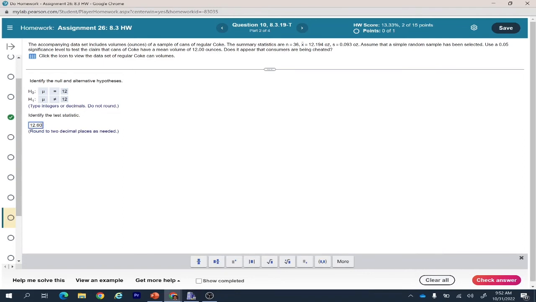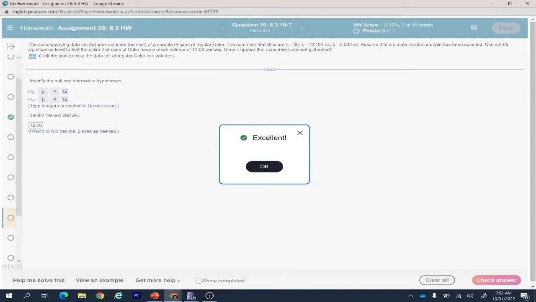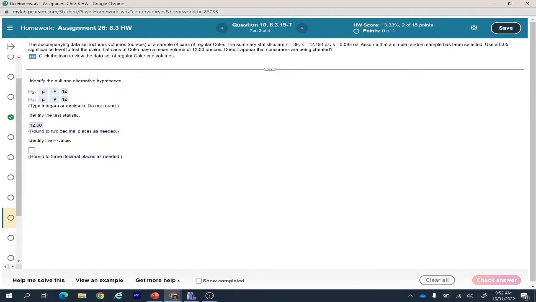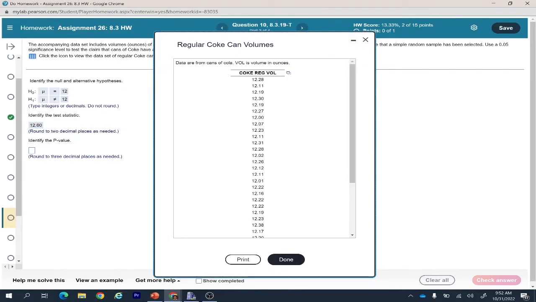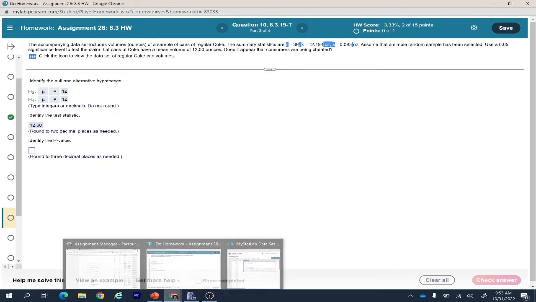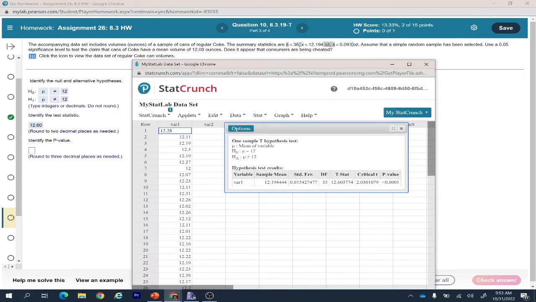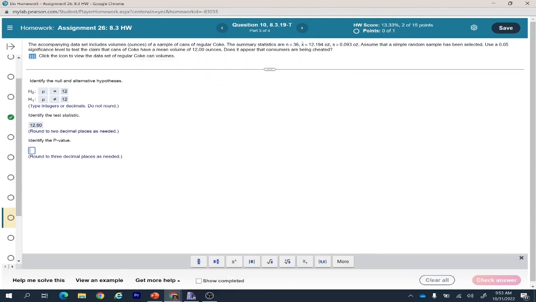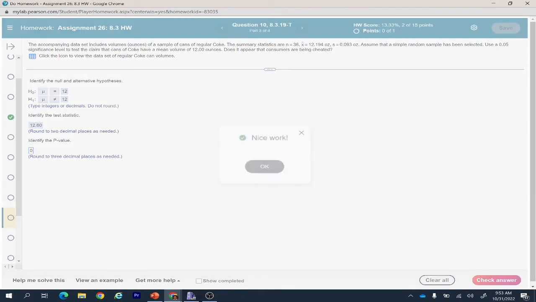12.60. StatCrunch is especially useful if you have huge data like this. Instead of finding this information manually, you can use StatCrunch. So what is the p-value? If you go here, it gives you the p-value less than 0.0001. If you round it to 3 decimal places, the p-value would be 0.